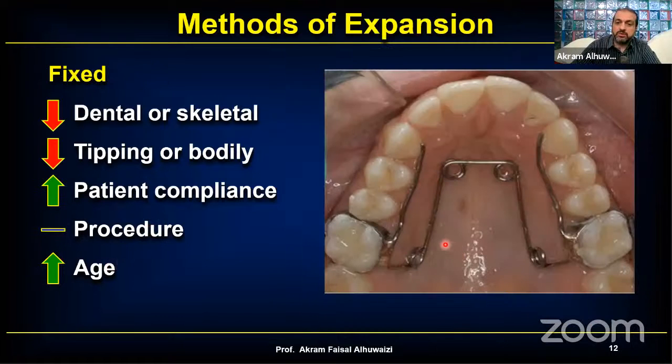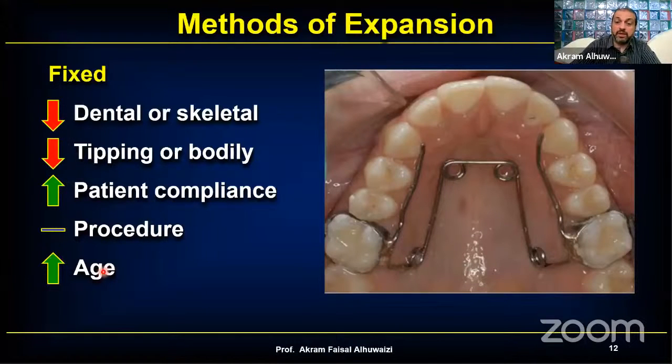I used to like these quad helix appliances, and these are just fixed appliances with 4 loops, and that's because although it was still dental, it was still more tipping, patient compliance was not an issue. Procedure, it wasn't so difficult. You just needed to band and then take the impression. And any age could be treated with a quad helix appliance.